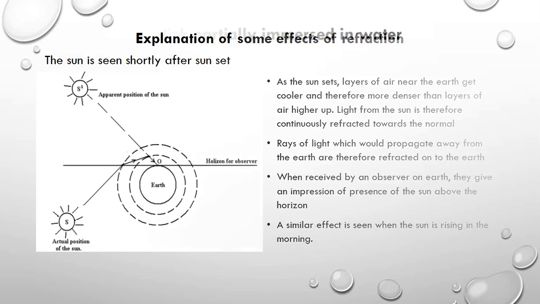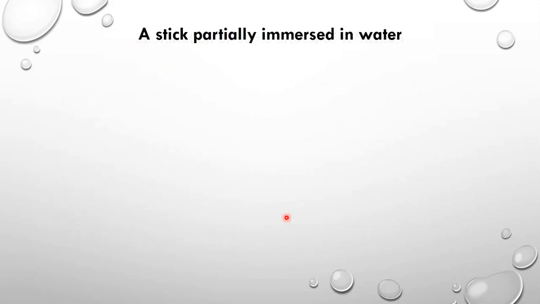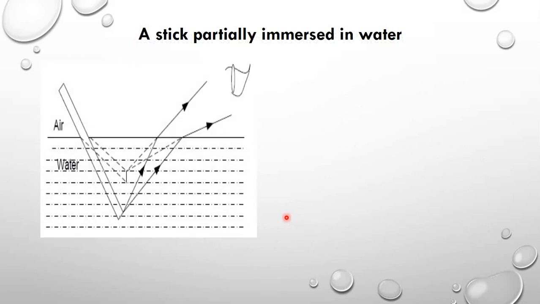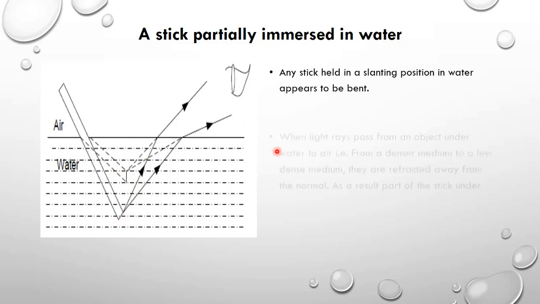Let us also explain why a stick partially immersed in water appears bent. So this is the stick. So light rays from the lower tip of the stick undergo refraction away from the normal, because we are moving from a more dense to a less dense medium. And then to an observer here, the tip appears to be slightly above the actual position of the tip. Hence, that stick will appear to be bent.